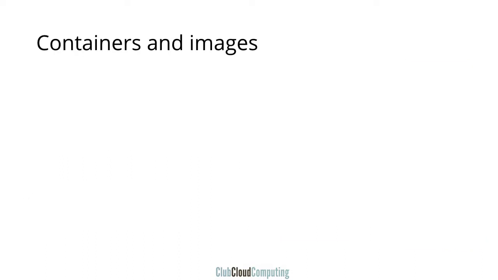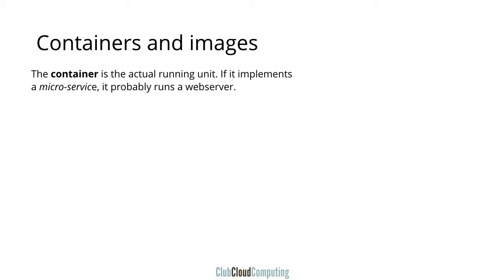Now let's dive a little deeper into what containers and images are. So the container is the actual running unit. It's the process or the virtual machine. It's something between a process and a virtual machine, you might say. And if it implements a microservice, which means it has an API that it exposes, it probably runs a web server to listen to the API, even if that API or that web server is not publicly facing.